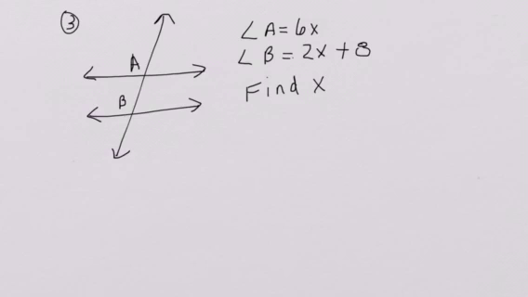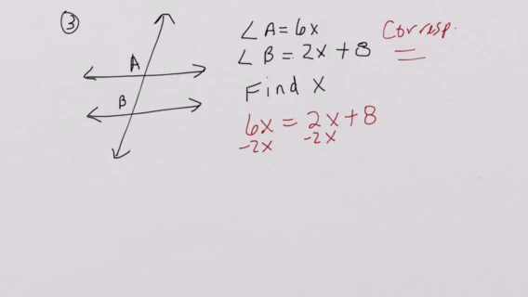Now we're going to look at angle A and angle B. Angle A and angle B are corresponding angles, so because they're corresponding angles, they're equal. So we're going to say 6x is equal to 2x plus 8. Are all the variables on the left? They're not, so we're going to zero pair out the 2x. That's going to give us 4x is equal to 8. Divide by 4, divide by 4. X is equal to 2.